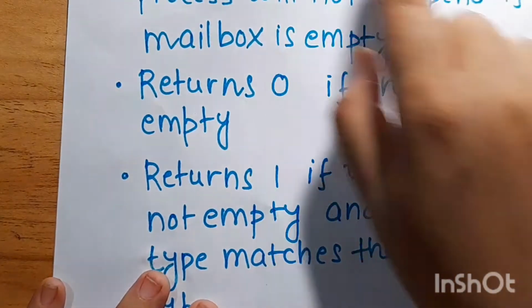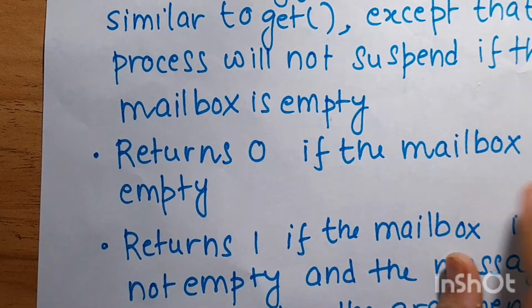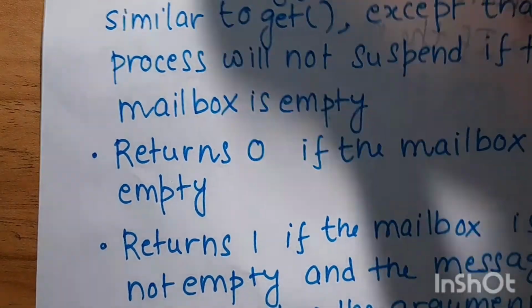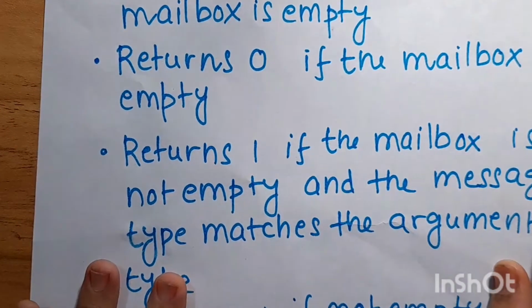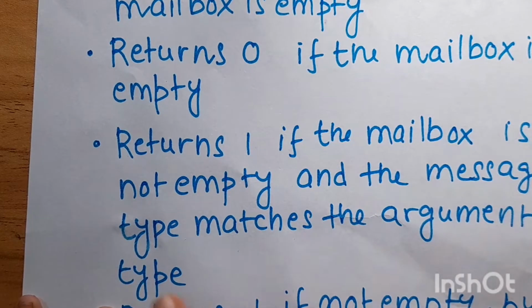So this particular method try_get will return 0 if the mailbox is empty, and it will return 1 if the mailbox is not empty and the message type matches the argument type. It means whatever data type I want to retrieve from the mailbox should match the type of data that has been put.